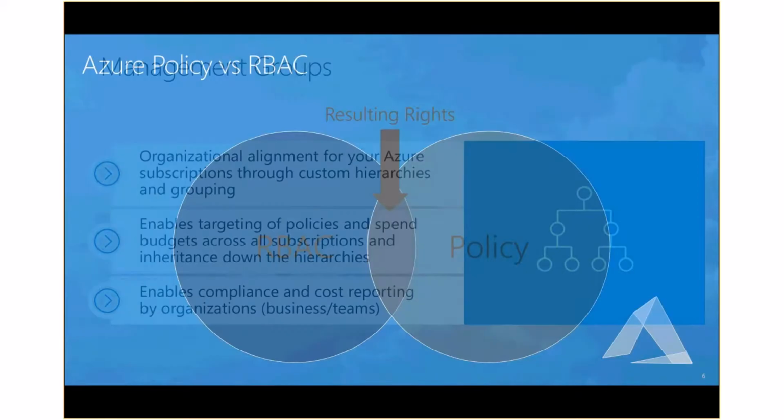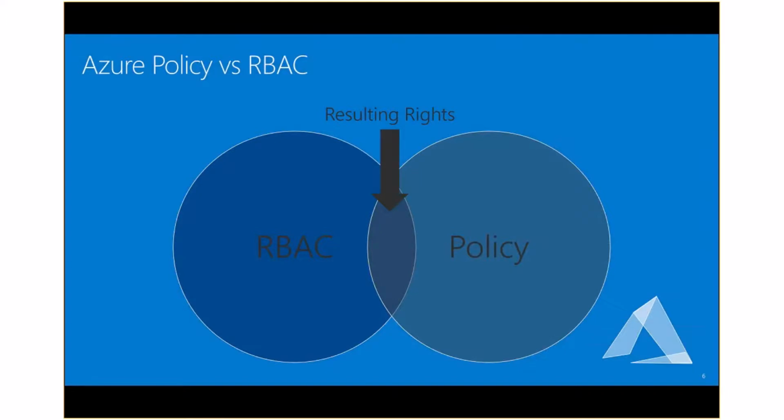And then Azure Policy versus RBAC, or role-based access control. Let's say Amy, the VM builder, has permissions to build VMs within my resource group, but Contoso has decided by policy that we are only going to deploy within the U.S. and only a certain VM size. Well, the resulting rights are the overlap of policy. Yes, I can deploy VMs, but now policy is restricting me a little bit on what I'm able to deploy and where.